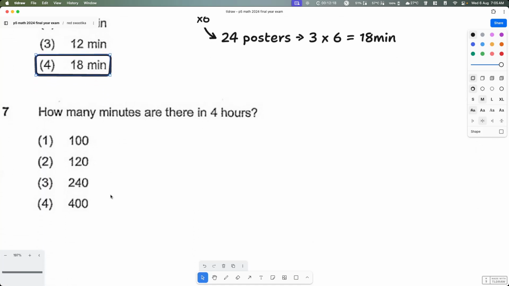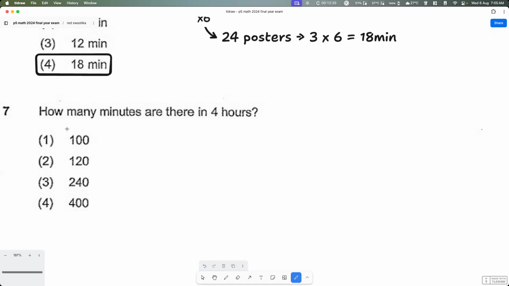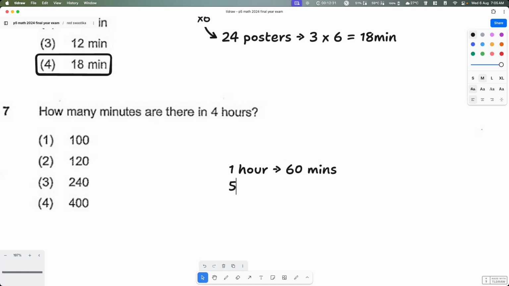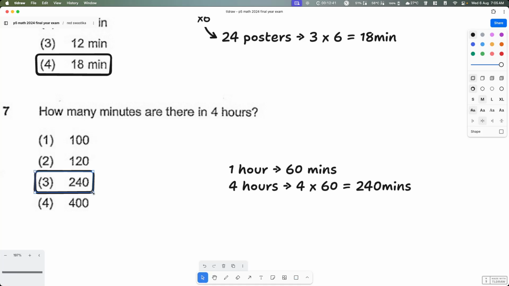Okay, let's move on to question number 7. How many minutes are there in 4 hours? So we know that 1 hour is equal to 60 minutes. So 4 hours is equal to 4 times 60. This will give us 240 minutes. So in this case, the answer is number 3.